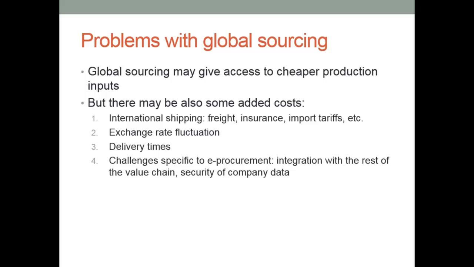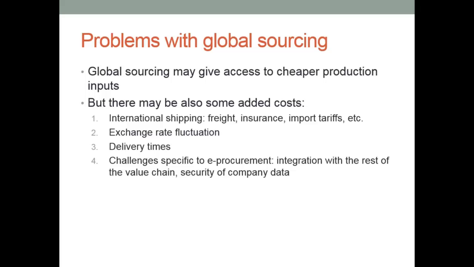Even though global sourcing may bring cost savings, international companies need to consider some added costs, which may make it not such a cost-wise solution. The first added cost is international shipping, which is basically the added cost of bringing the inputs from the foreign location to where production is located. This may include freight, insurance, import tariffs, etc.